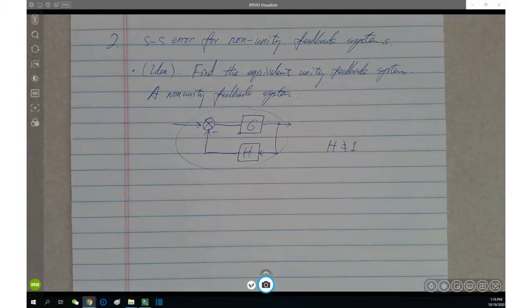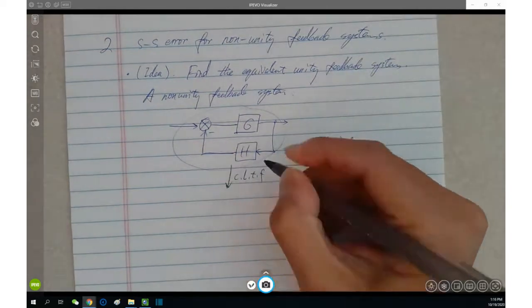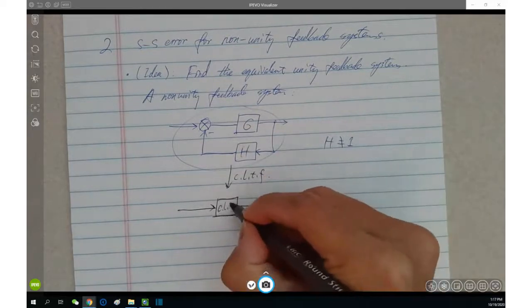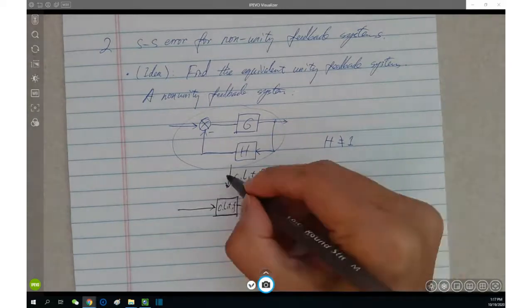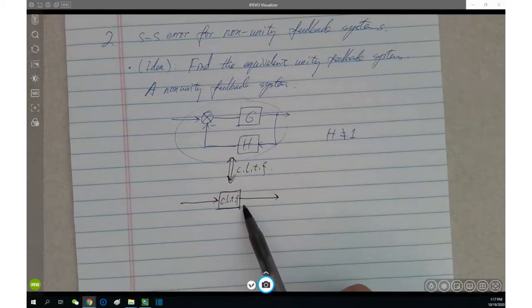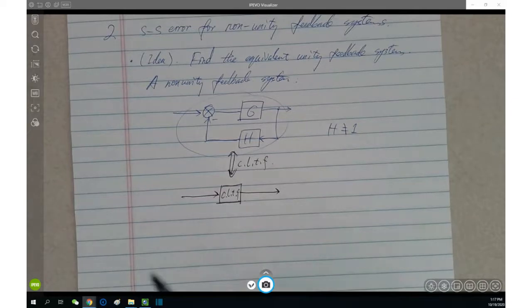If you find the closed loop transfer function, then the result is this, right? This guy is the closed loop transfer function. Yes, these two are equivalent, no problem. However, this system has no feedback. If you do the closed loop transfer function, you end up with a block representing the total transfer function without any feedback. What we are looking for is the unity feedback. So any other idea?